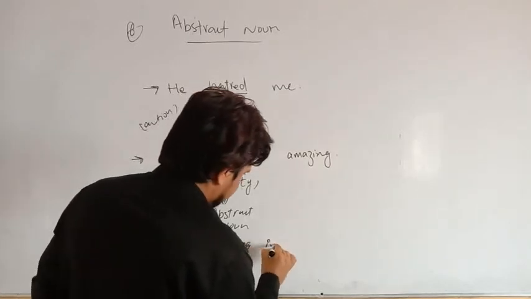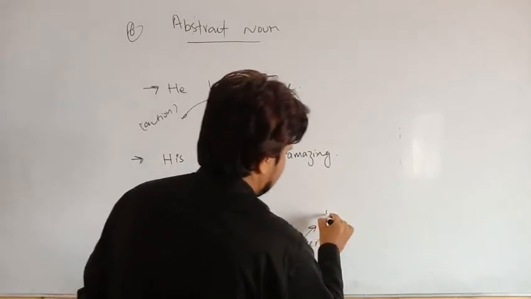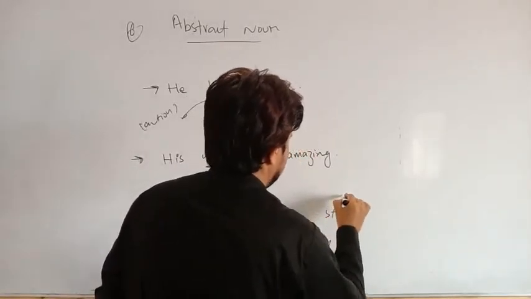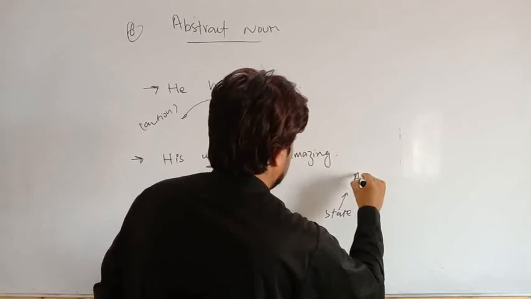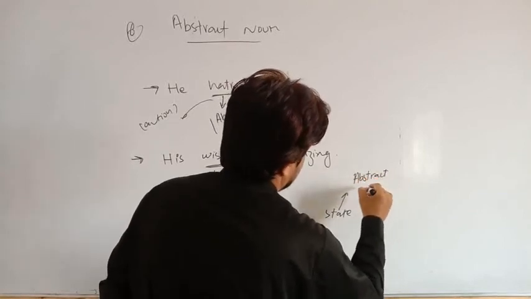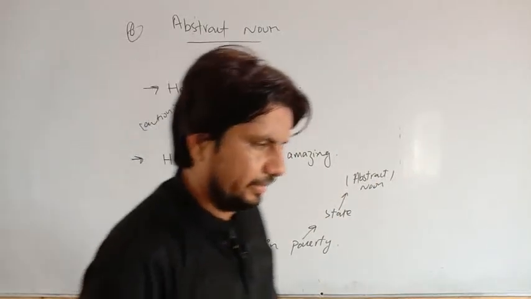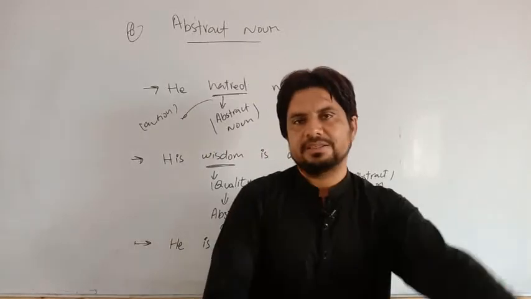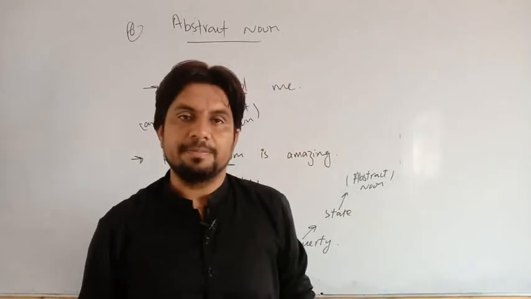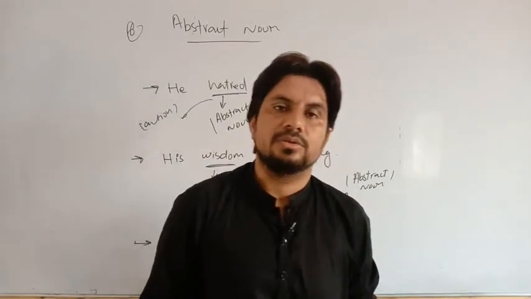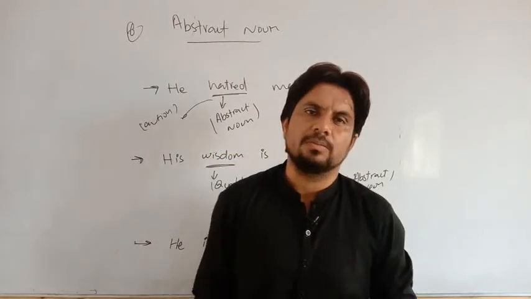He is living in poverty. So poverty is a state, so it will be taken as an abstract noun. So with the help of examples, it has been shown that quality, action and state are part of an abstract noun. So dear student, I hope you have understood this topic in an effective manner.